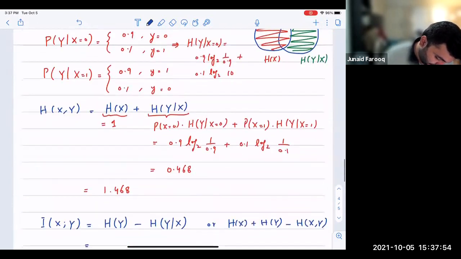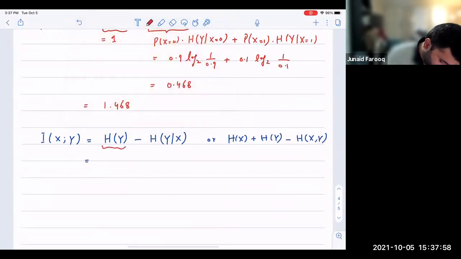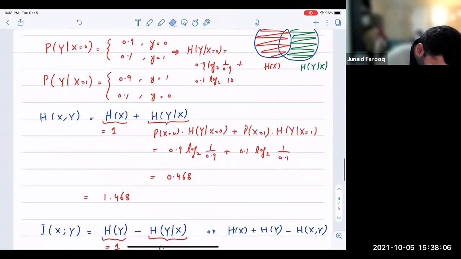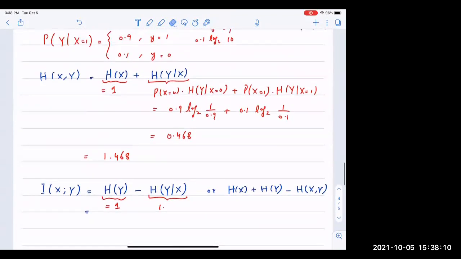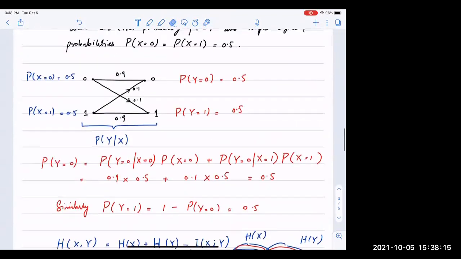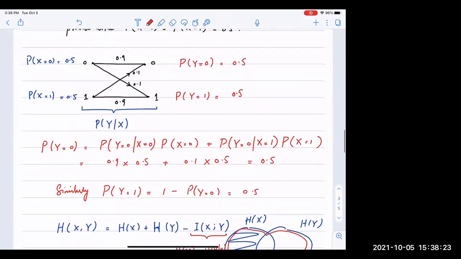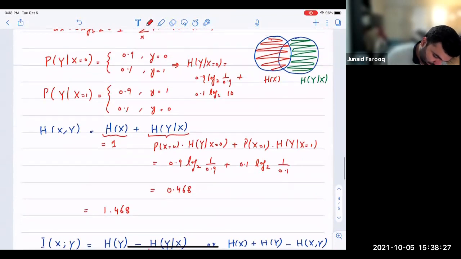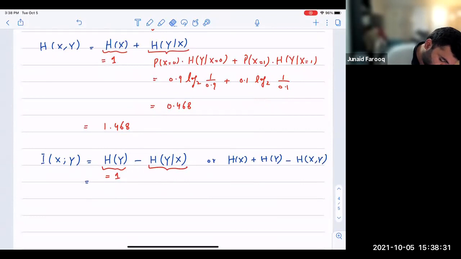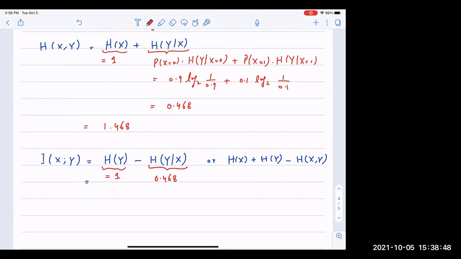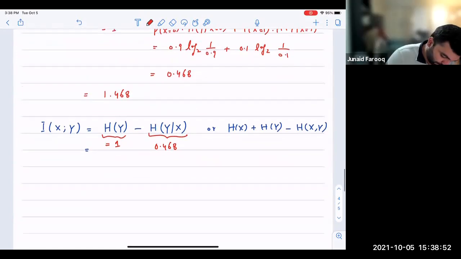H of y is a 1, right? Again. So this equals to 1. H of x, it's 1. H of x was 1. H of y is also, because these are the same. Yeah, because the probabilities are 0.5 for each symbol, both in input and output. Yeah, but I think we have a mistake because, let's see. No, we are okay. And the conditional entropy is actually 0.468. Right, so what does that turn out to be? 0.532, right? Okay.